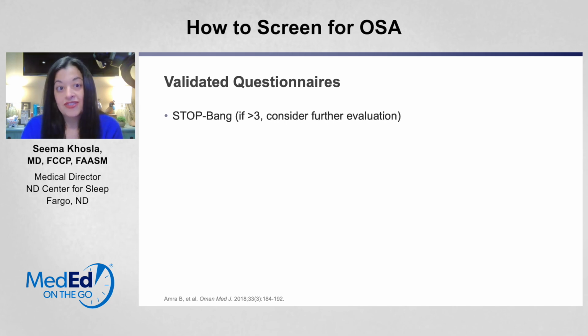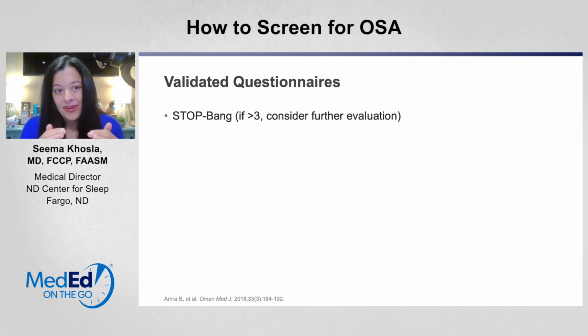So, the first one is called the STOP-BANG. S is for snoring, T is tired, O is observed events like apneas, P is pressure. Do they have high blood pressure? And then we look at some patient characteristics. BMI greater than 35, A is age greater than 50, N is neck circumference, so 16 inches in women, 17 in men, and G is gender. So you get 1 point if you're a male.